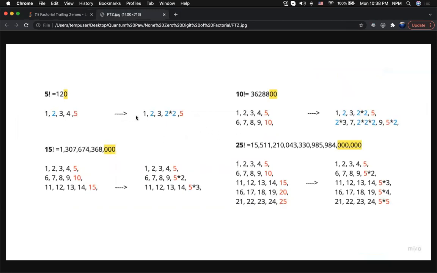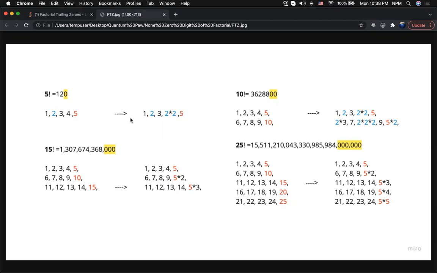To count zeros, we need to deal with tens, and that's the core concept behind the problem. We all know that 2 times 5 is 10, and 10 always carries a 0. Given this fact, we may be able to infer the number of trailing zeros by counting the number of 2s and 5s in a factorial.